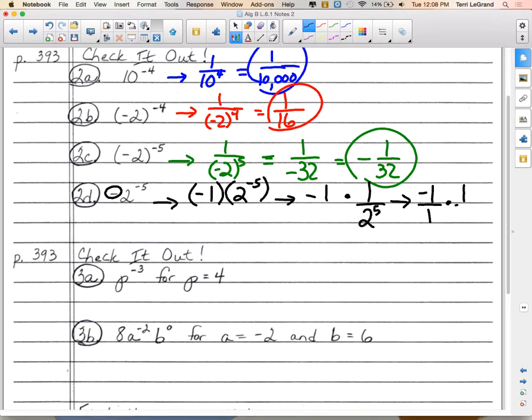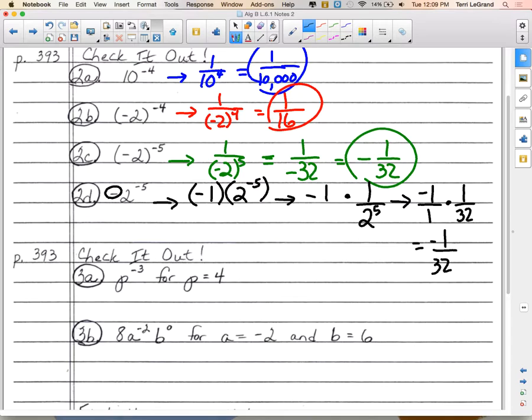And what's 1 over 2 to the 5th? 1 over 32. Okay, so I was just renaming this. So this right here got renamed as 1 over 32, right? Now, we have a negative 1 upstairs times a positive 1, that is negative 1. And downstairs we have 1 times 32, that is 32.